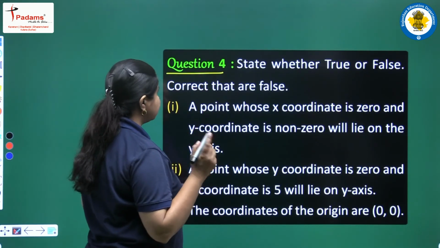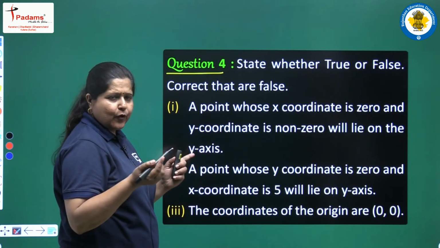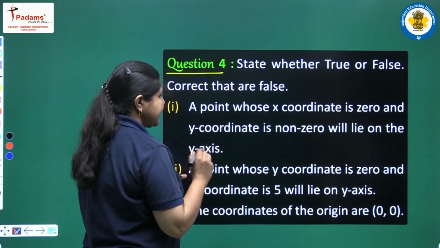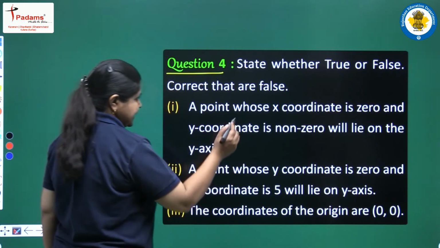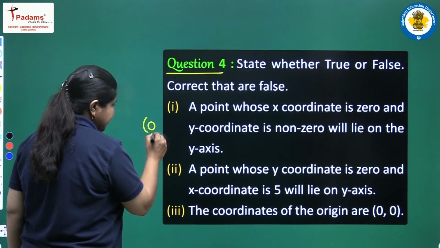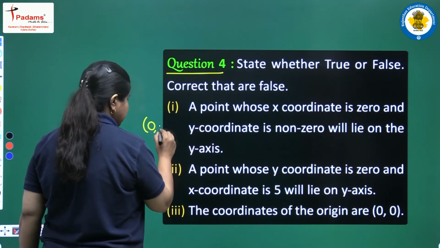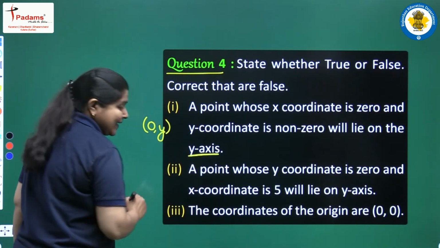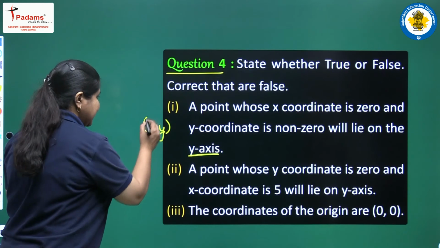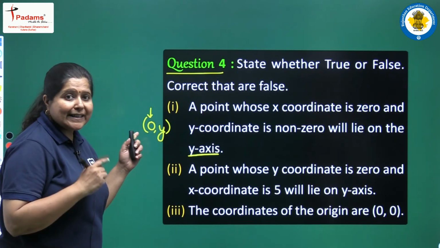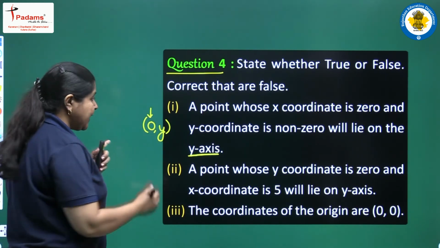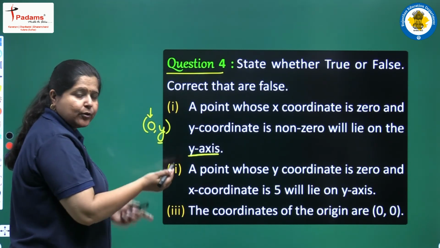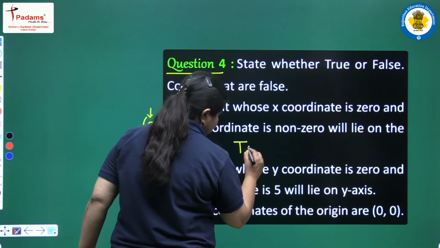State whether true or false. Correct that are false. True false बताना है. A point whose x coordinate is 0 and y coordinate is non-zero will lie on the y axis. कैसा point होगा? x कोऑर्डिनेट तो 0 है और y कोऑर्डिनेट नॉन ज़ीरो है, कोई वैल्यू है y मान लीजिए, तो क्या ये पॉइंट y एक्सिस पर लाई करता है? ऑफ कोर्स इट्स ट्रू. जहाँ पर हम देख रहे हैं x कोऑर्डिनेट 0 है तो ये पॉइंट लाई करेगा आपका y एक्सिस पे, क्योंकि y की जो वैल्यू है वो नॉन ज़ीरो है, y की तो कुछ वैल्यू है और x की वैल्यू 0 हो रही है. So yes, the statement is true.